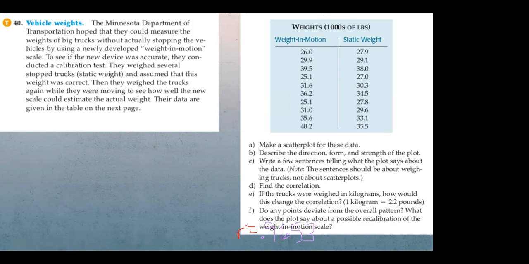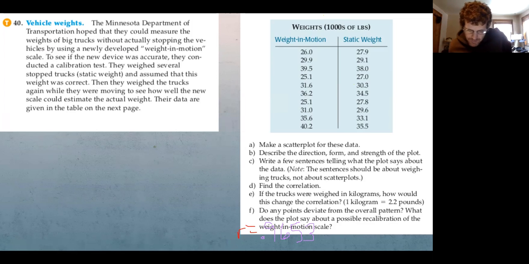I'd say it's positive and then nonlinear. Positive. We got nonlinear as an option.